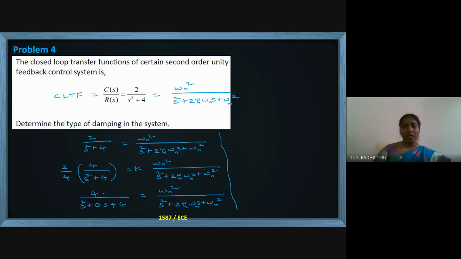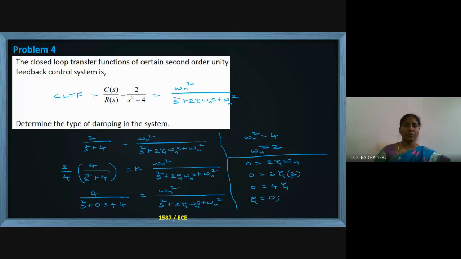That's all. Now, in the numerator you can compare: omega n square value is 4, so omega n value equal to 2. In the denominator, comparing the second term, 0 equal to 2 times eta omega n. S and S you can cancel. So 0 is nothing but 2 eta omega n. Already we have the value for omega n, it is 2. So 0 equal to 4 into eta. So eta value equal to 0 by 4, or 0.